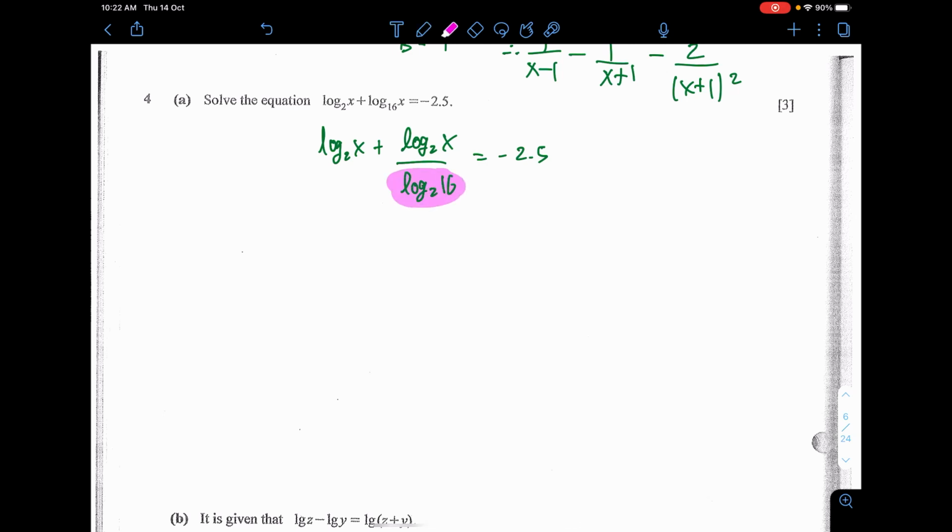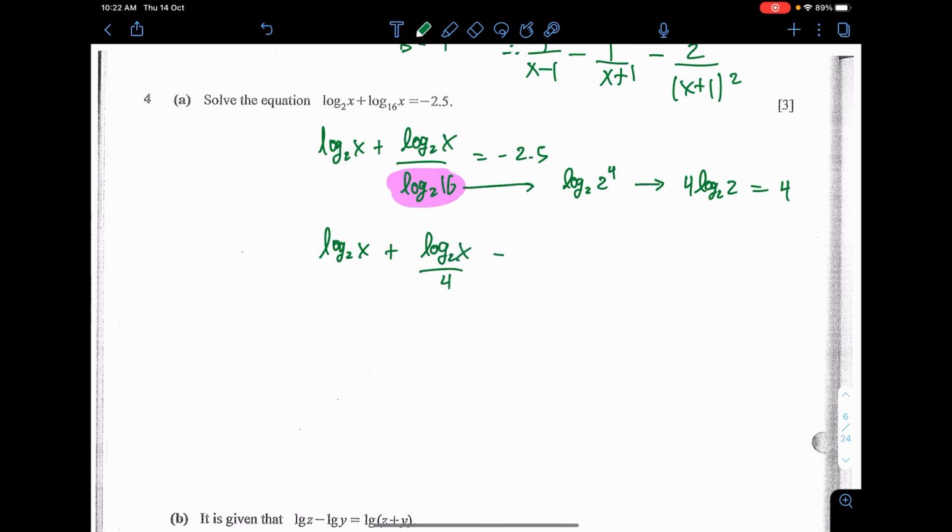Now, anytime I see a logarithm that is purely constant, like this, log 2 16, or any kind of log and whatever it is, constant, I know that this can be simplified into some constant number. Log 2 16 can be made into log 2 power of 4, and log 2 power of 4 is the same thing as 4 log 2, and log 2 2 is actually 1, meaning to say I get 4 times 1, 4. Now basically saying that I have log 2x plus 1/4 log 2x.